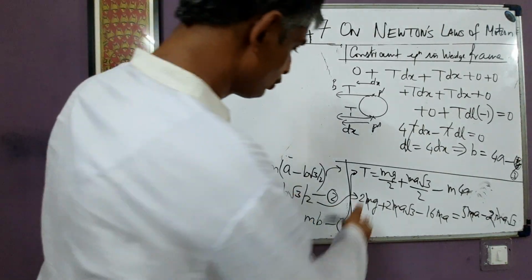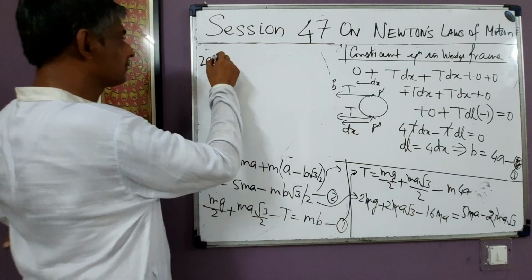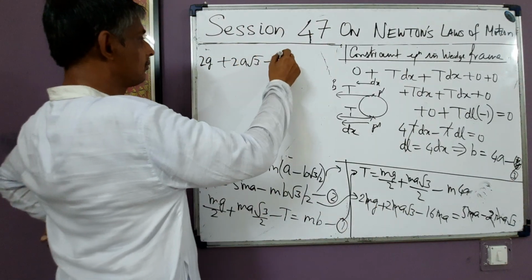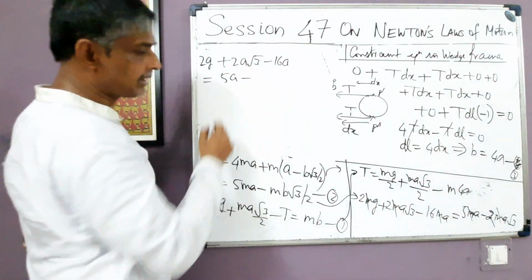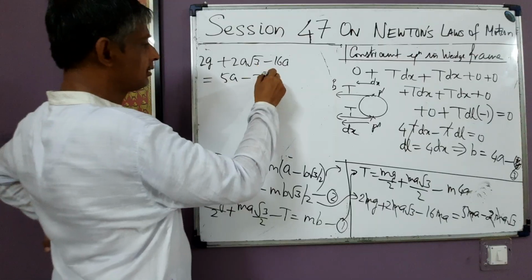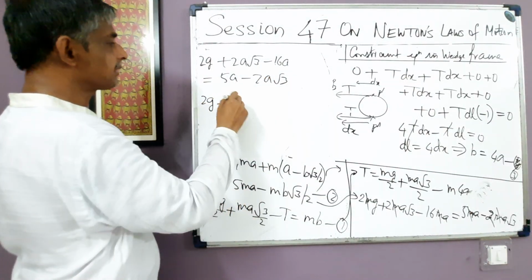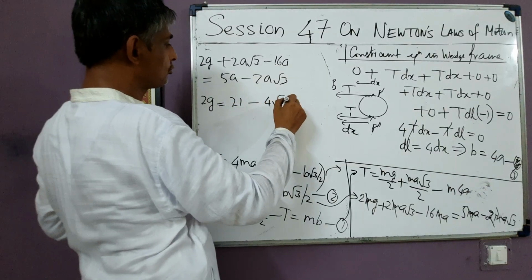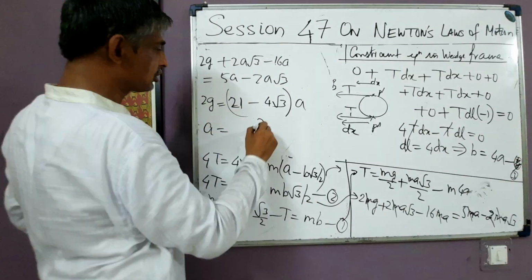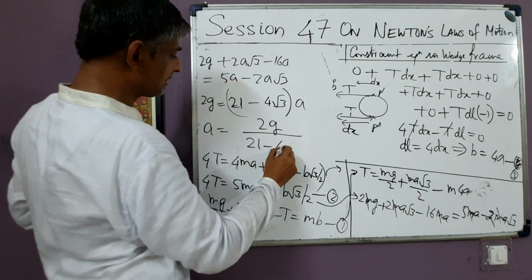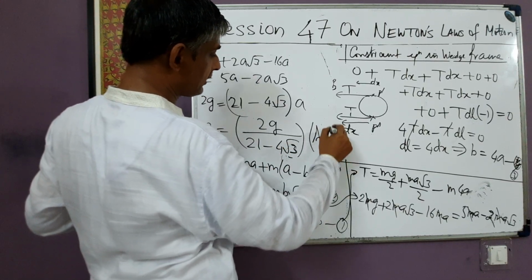Now what do we get here? 2g plus 2a root 3 minus 16a is equal to 5a minus 2a root 3. Okay, so this becomes how much? 2g equals 16 plus 5, 21, minus 4 root 3, into a. So a becomes how much? 2g by 21 minus 4 root 3. It is therefore the required answer.